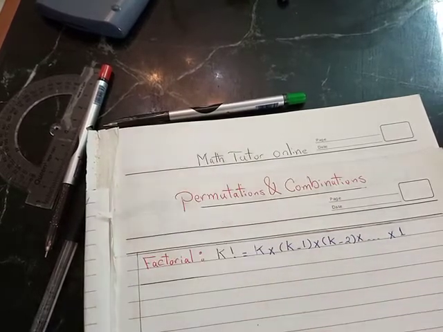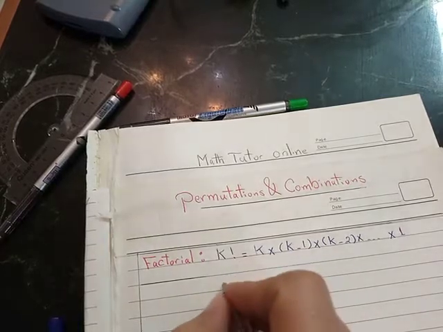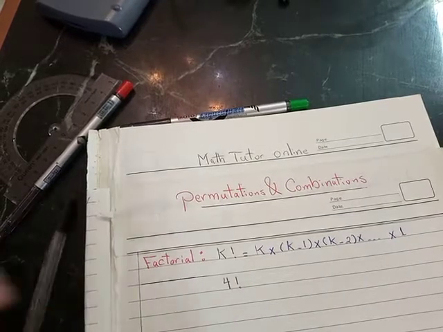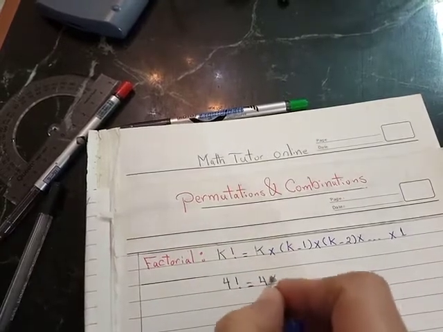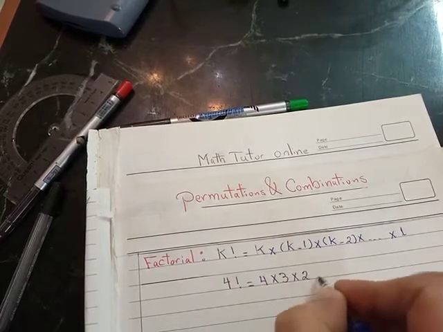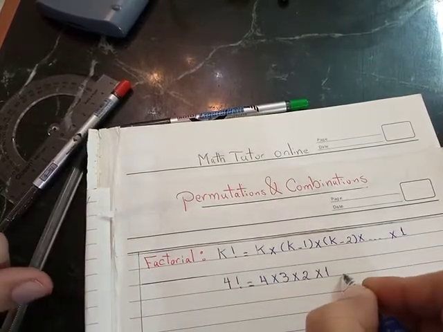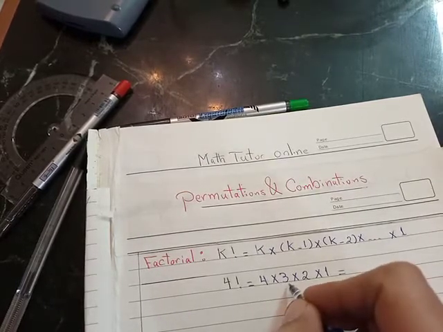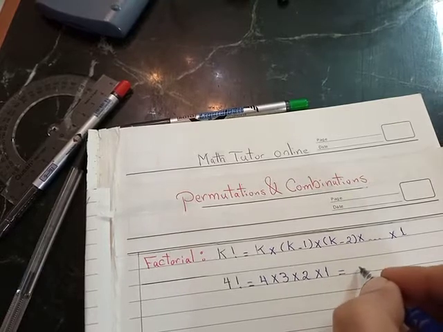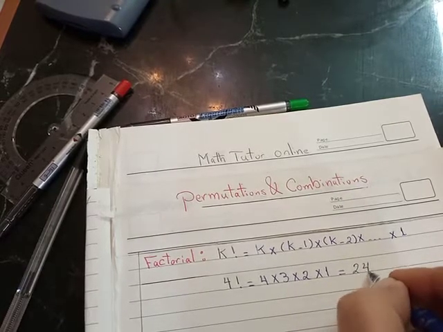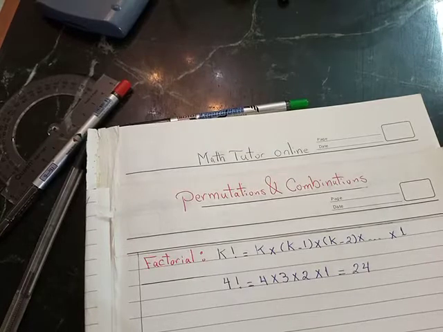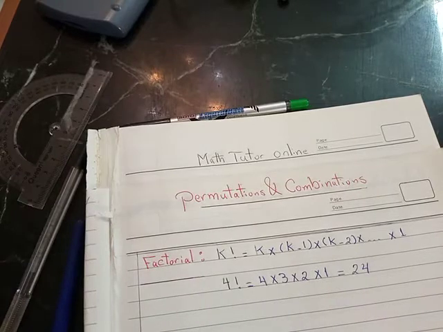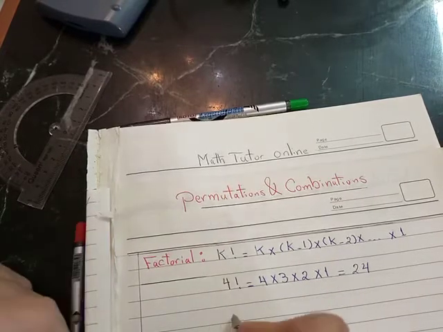For example, the factorial of the number 4. What does it equal? It equals 4 times 3 times 2 times 1. So basically it is 4 times 3 is 12, 12 times 2 is 24, 24 times 1 equals 24. So the final answer is 24. And this happens for any larger or smaller number, except for the factorial of 0.